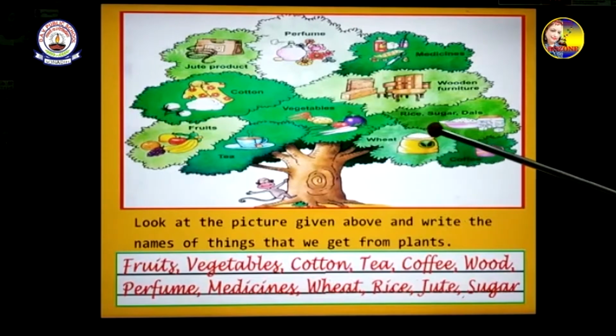Then we get rice, sugar, dals. Then coffee also, coffee plant. From coffee plant we get coffee seeds. Then it is crushed and then made into coffee and we drink coffee. Then wheat, we make chapatis out of wheat. So these are the things that we get from the plants and trees.